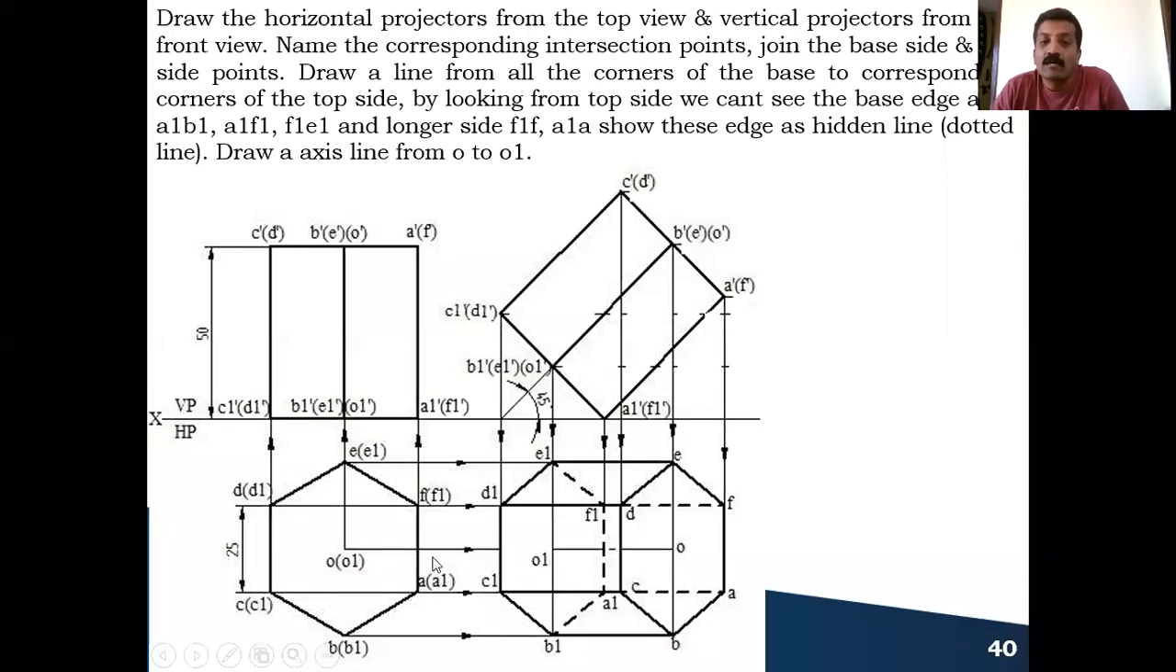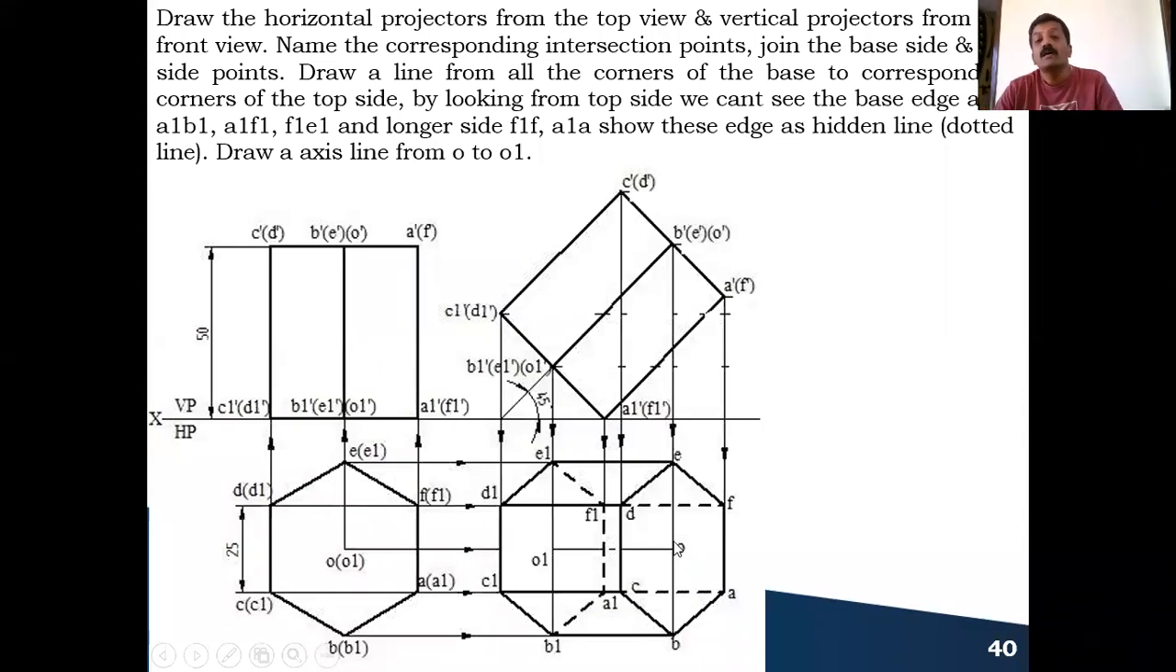So the top face points: A is here, A dash is here, this is A. B is here, B dash is here, this is B. C is here, C dash is here, this is C. D is here, D dash is here, this is D. Sorry, E is here, E dash is here, this is E. And F is here, F dash is here, this is F. And axis point O is here, O dash is here, this is O.